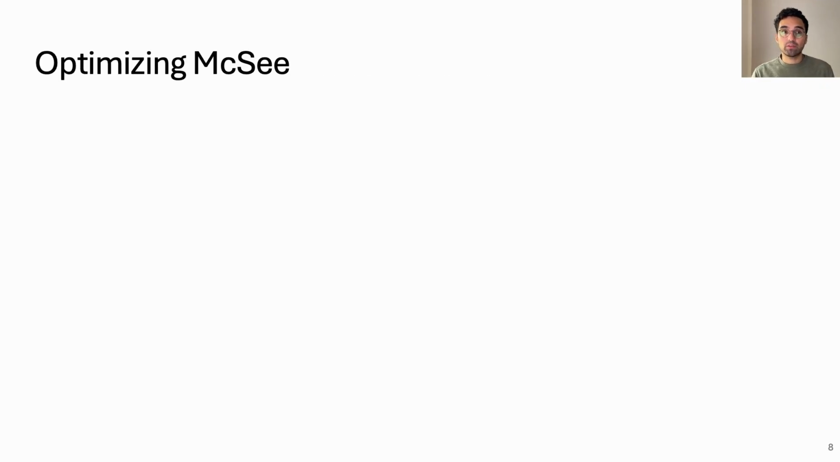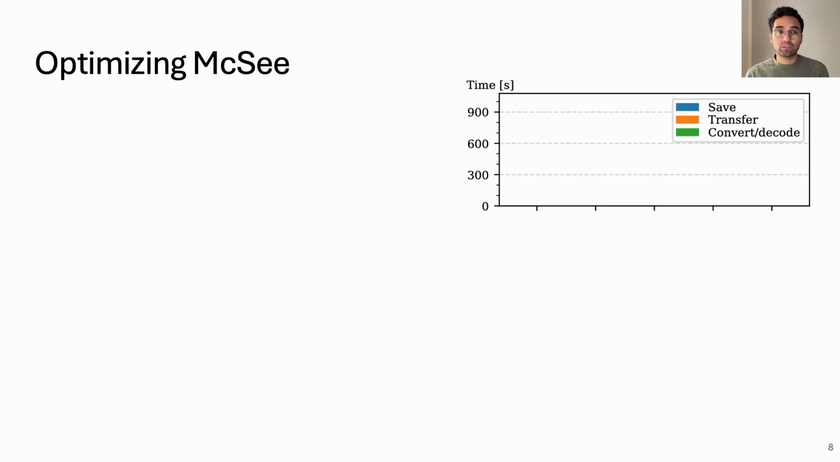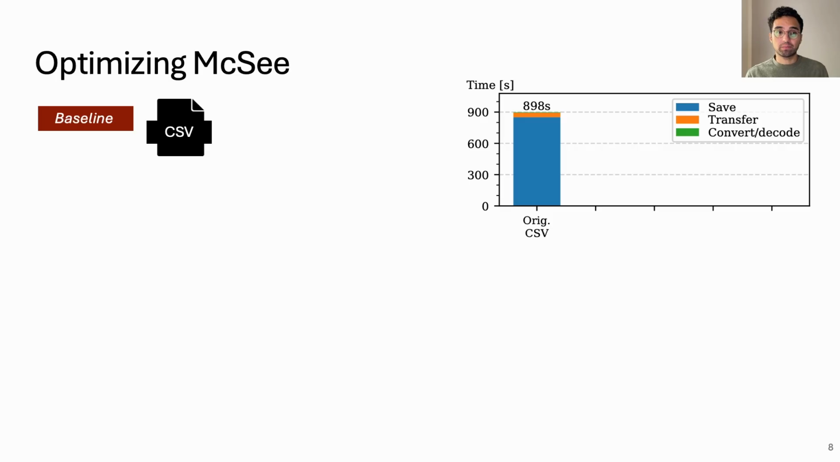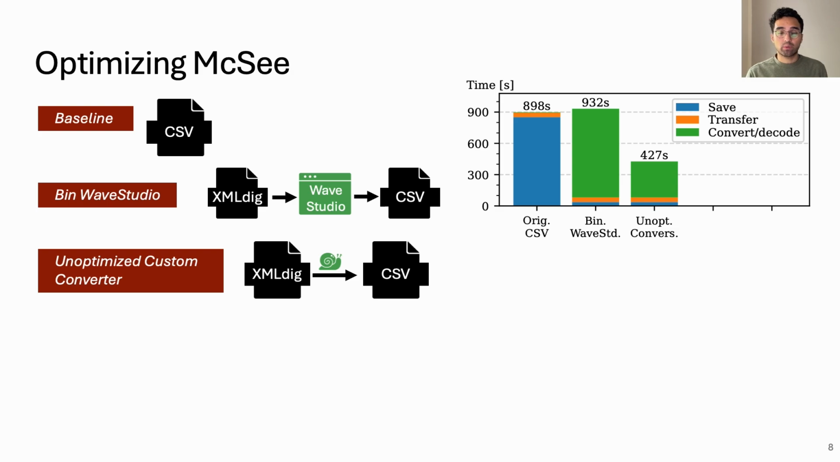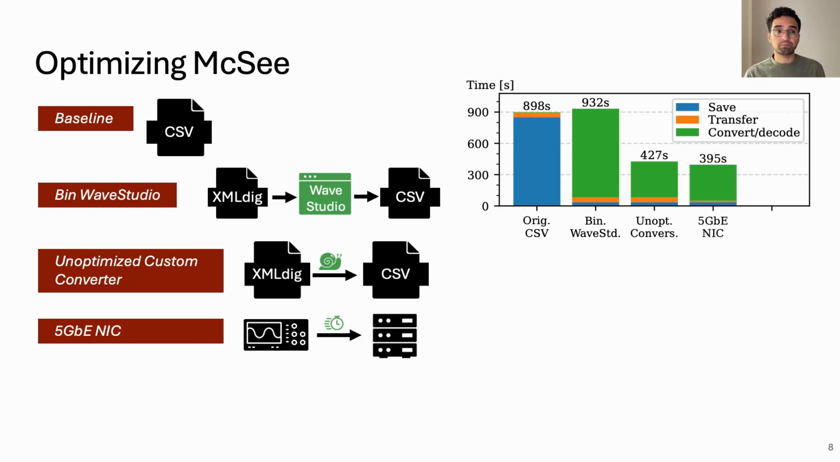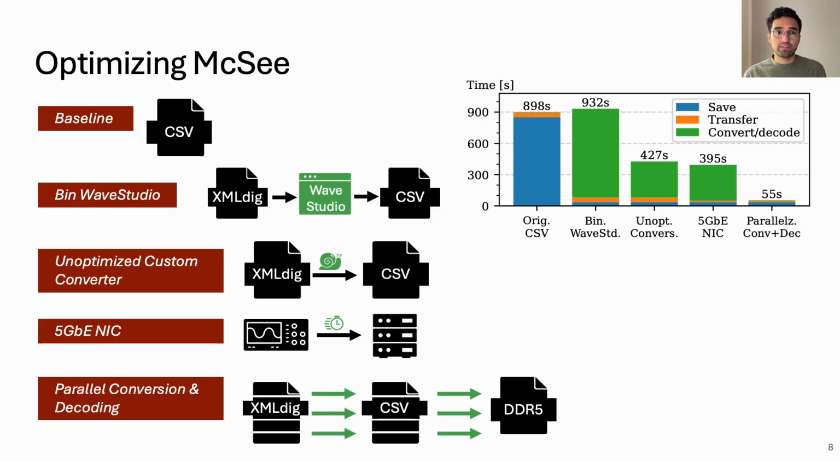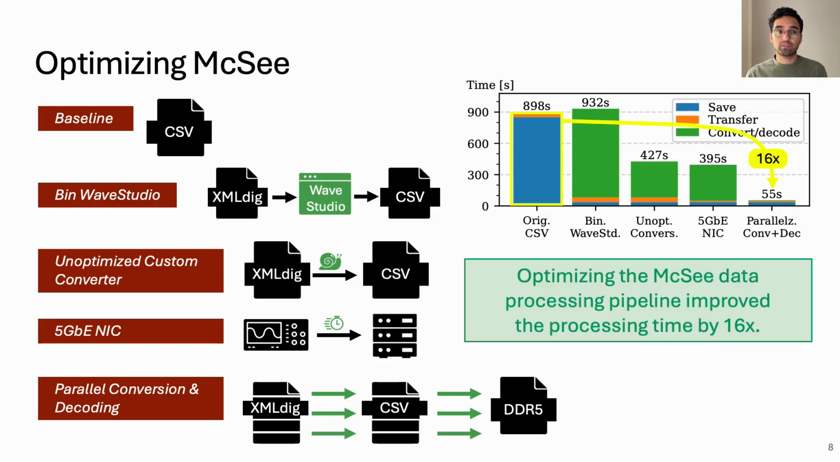To make McSee practically usable, we had to optimize our data processing pipeline by using a different data output format named XMLDIC instead of the baseline, the CSV, writing a custom converter for that format as the vendor's WaveStudio converter was rather slow, upgrading the network card to move files to the processing server faster, and finally parallelizing the conversion and decoding. With these optimizations, we got a 16x speedup, making this platform practically usable.